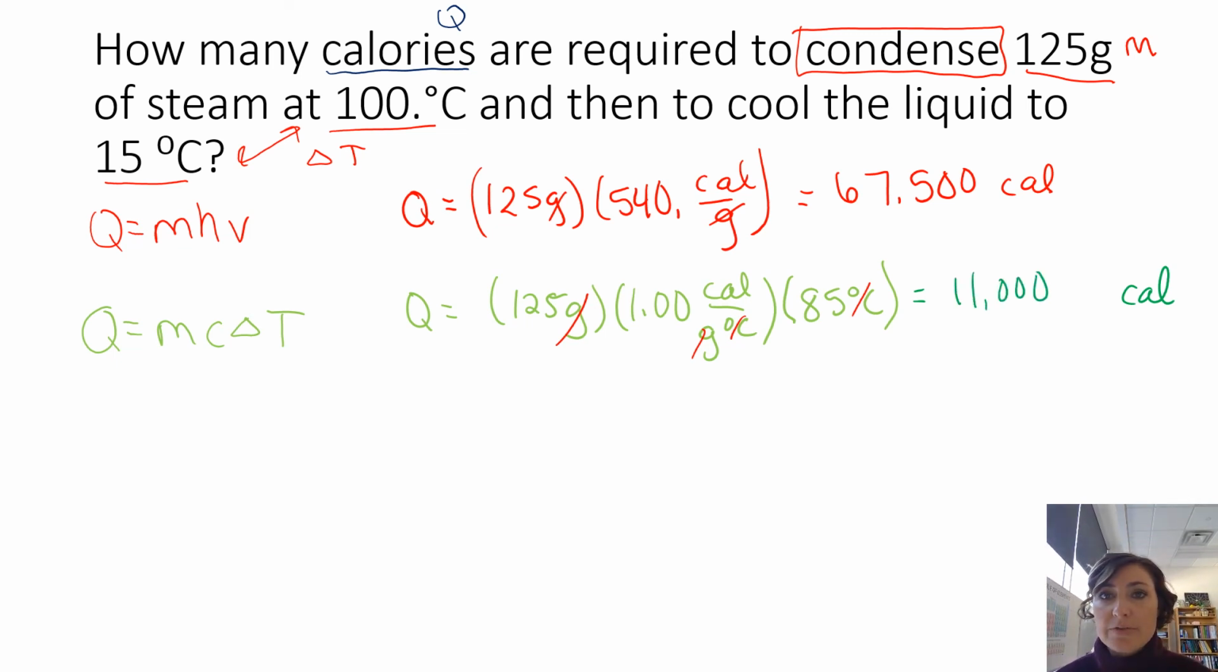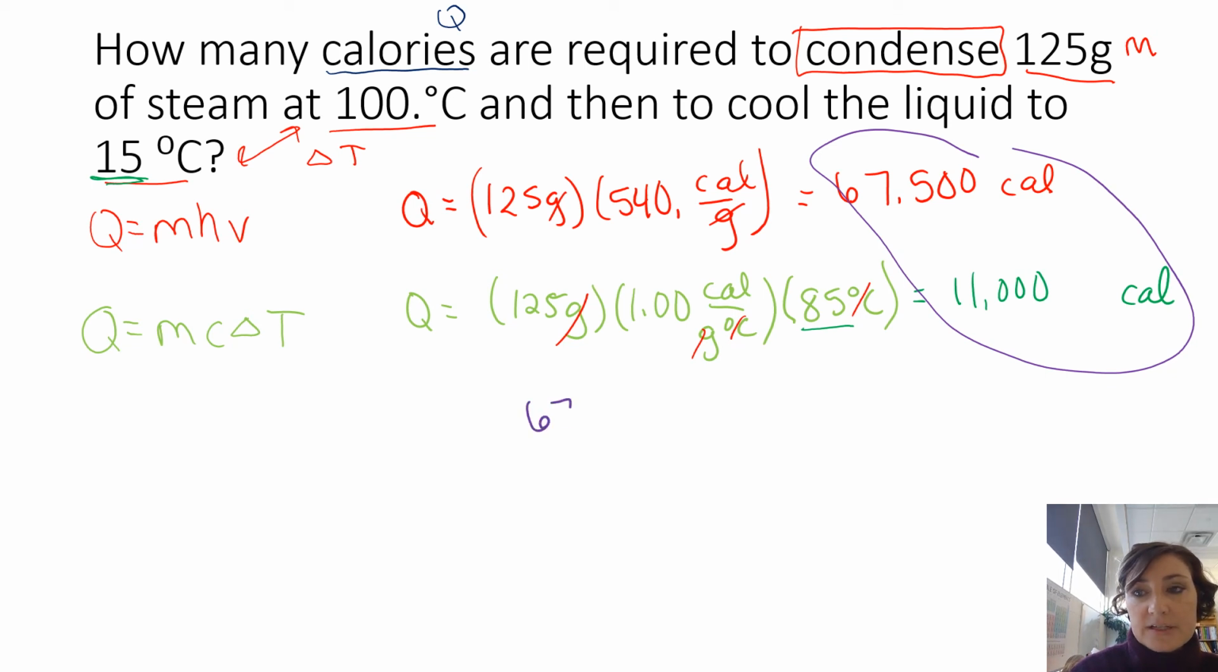All right, so when you multiply these together, you get a value of 11,000. And I had to round this to 2 sig figs because my delta T and my original temperature had 2 sig figs. So I have 11,000. So now I have these 2 different values that I'm going to have to add together to get my total energy through this.